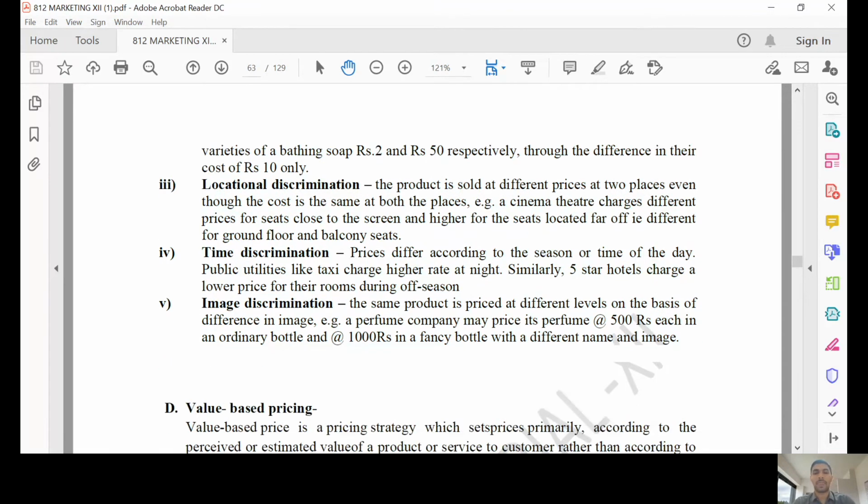Time discrimination. During off season, some hotels are charging less. During peak season, the price of hotels will always be higher.